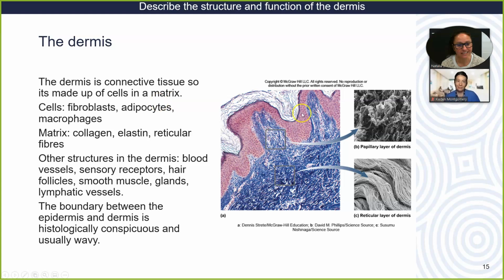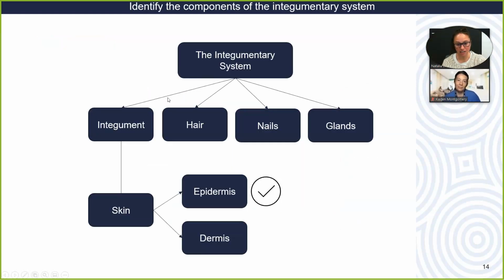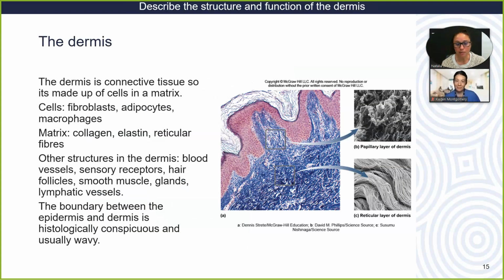Let's have a look at the second layer, the dermis. The first layer of the skin is actually epithelial tissue, and the second layer is connective tissue, which means that there are cells in a matrix, okay? These are the cells, fibroblasts, which make extracellular matrix. These guys are fat cells. Oh, everybody hates them, but they have such an important role.